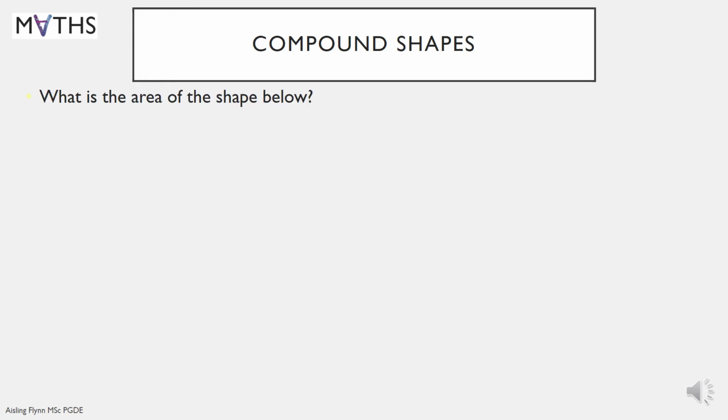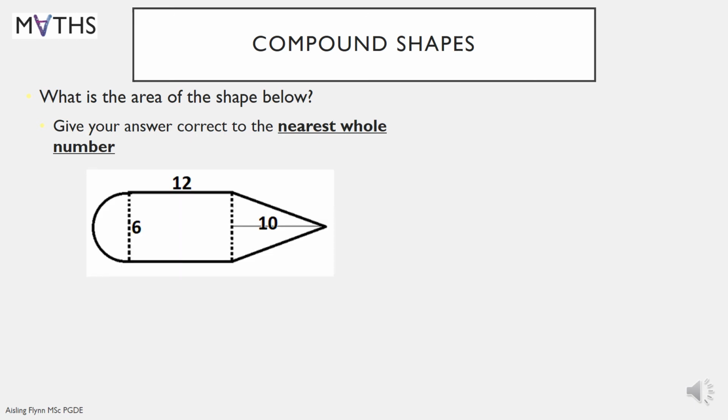Right, compound shapes. What is the area of the shape below? Give your answer correct to the nearest whole number. So here's the kind of pencil shape we had in the previous lesson. Okay, we're going to have to take it in 3 sections. We have 3 shapes: a semicircle, a rectangle, and a triangle.